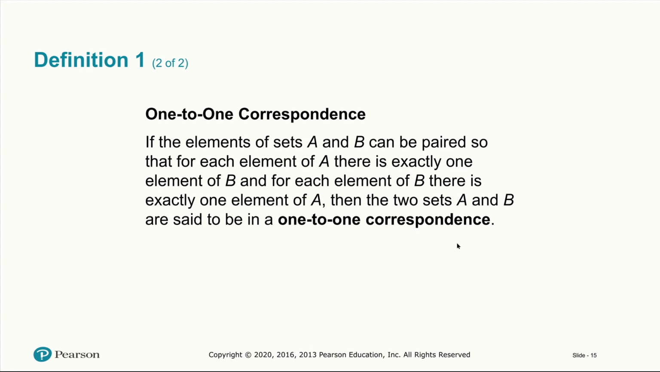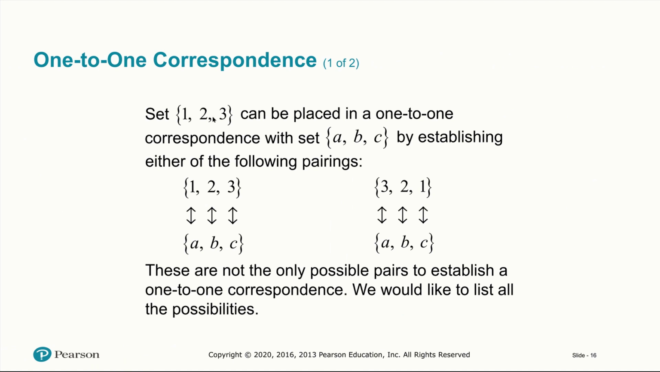Let's look at a real simple example. Let's say we're dealing with the set {1, 2, 3} and the set {A, B, C}. Notice here are a couple of really simple one-to-one correspondences, right? We can match 1 with A, 2 with B, 3 with C. Or we could match 3 with A, 2 with B, and 1 with C. One interesting question that comes up is, how many possible ways are there to create this correspondence? And that's what we want to look at next.